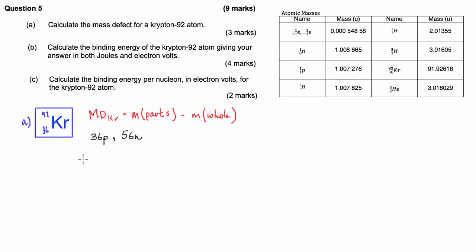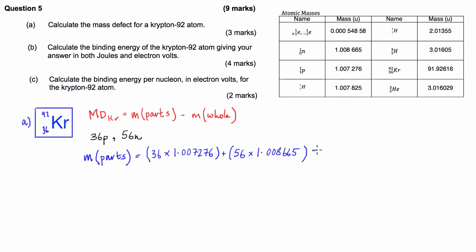So let's do that. The mass of the parts is going to be equal to 36 multiplied by the mass of a proton, 1.007276, add the number of neutrons, 56, times the mass of a neutron, 1.008665. And from that, guys, we're going to subtract the mass of the whole.